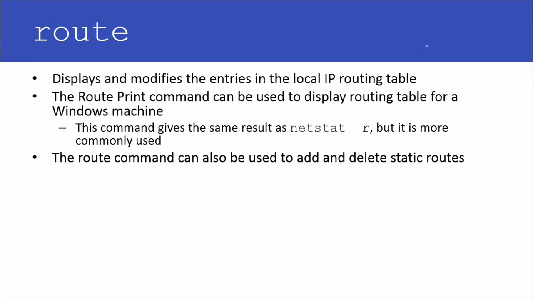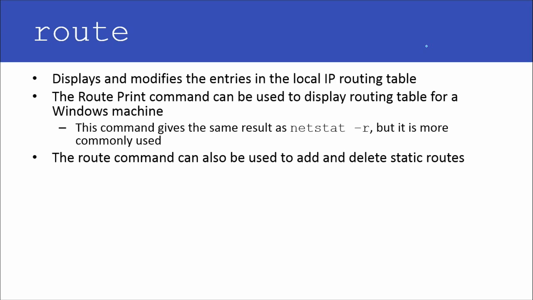All right, the route command. Let's take a look here at our presentation. You can use it to display and modify entries in the local IP routing table. So your local host has a routing table, and you can combine it with the route print command to display the routing table for a Windows machine. This is going to give you the same results as the netstat -r command, but it's a little bit more commonly used. So you can also use it to add and delete static routes.